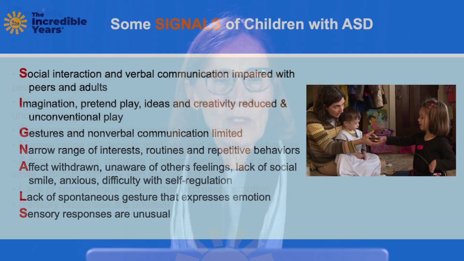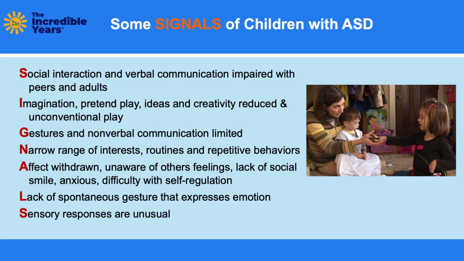So some of the signals of children with ASD, I'm presuming many of you probably know this, or perhaps you have children on the spectrum, or perhaps you're working with children on the spectrum from this audience. And so I call them signals. The S is for that the children's social interactions and their verbal communication is impaired with parents and adults and peer groups. The I is for their imagination, their pretend play, their ideas and creativity can be reduced, and they have unconventional play. Many of you will be aware of that.